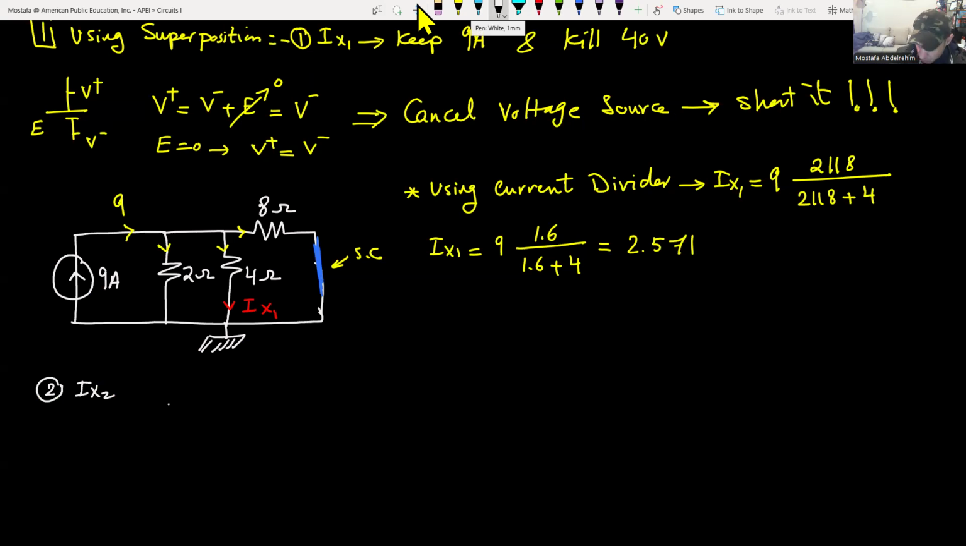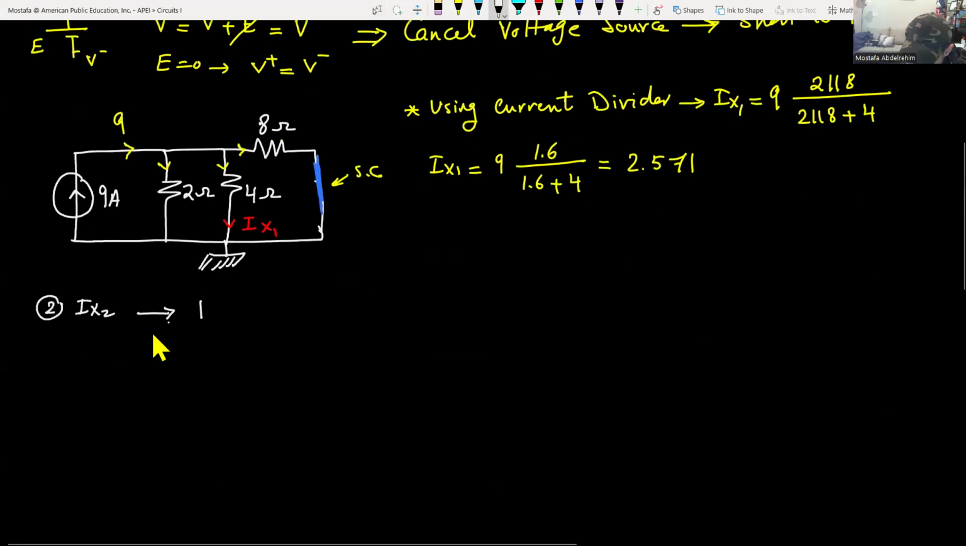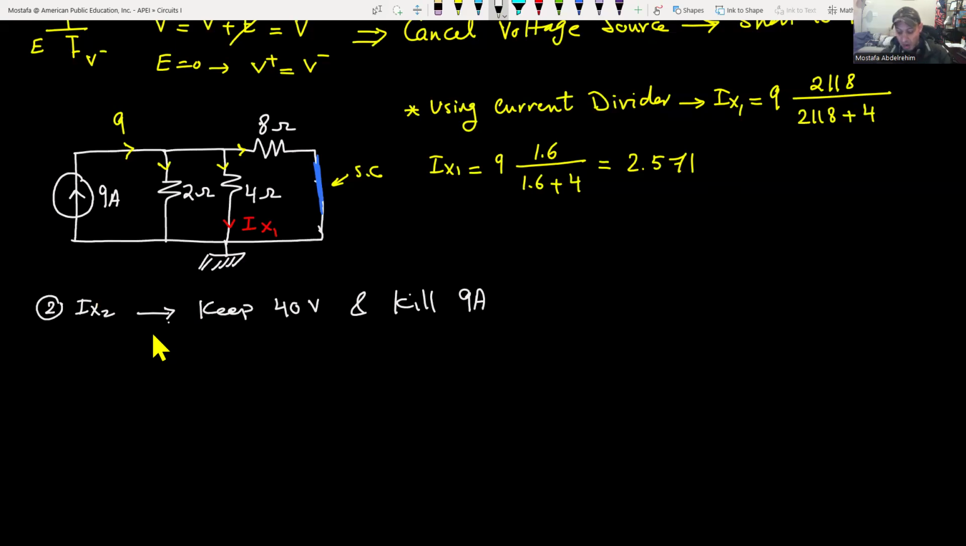Okay, for IX2, IX2 is the component that is coming from the voltage source. So in that case, we must kill the 9 ampere. For IX2, we're gonna keep the 40 volt voltage source and cancel or remove the 9 amperes current source. How to cancel a current source? Same concept as the voltage source. Just cancel its job. What is the job of a voltage source?